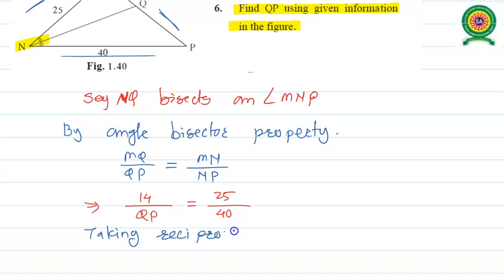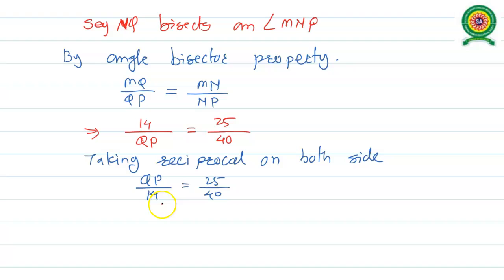How do we get the reciprocal of any rational number? Interchange the numerator and denominator of the given rational number. Taking the reciprocal on both sides, we get QP divided by 14 equals 25 divided by 40. For finding the QP value, shift the 14. We get QP equals 25 into 14 divided by 40.